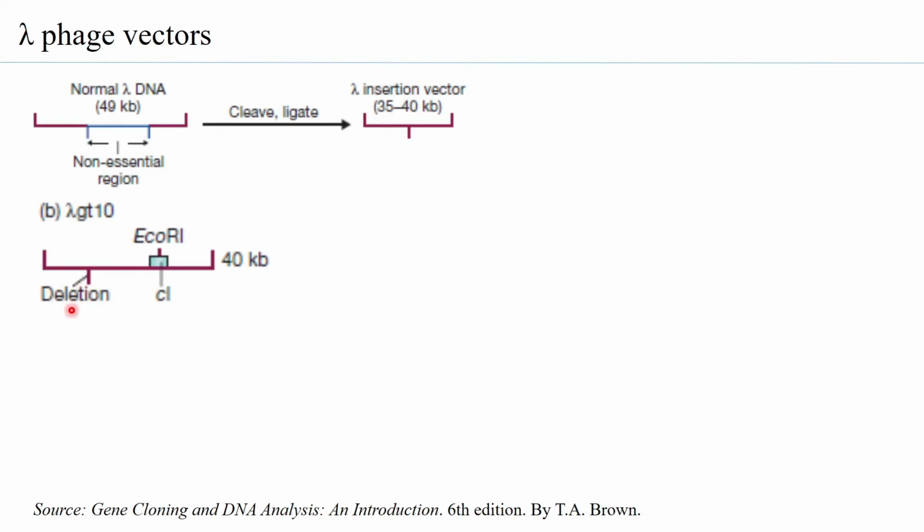For example, lambda GT10 is an insertion vector where, within this non-essential region, there is a gene CI, and this CI is a gene that is necessary for integration. Within the CI there is an EcoR1 site. So if one is able to cut at this point, then the CI gene gets disrupted. So you have what is called insertional inactivation of CI. And when you have insertional inactivation of CI, the lambda will not get integrated into the host genome. Therefore, it leads to non-lysogeny, which is fine. In such a case, you can have about 8 to 10 kb of gene of interest inserted in the lambda DNA.